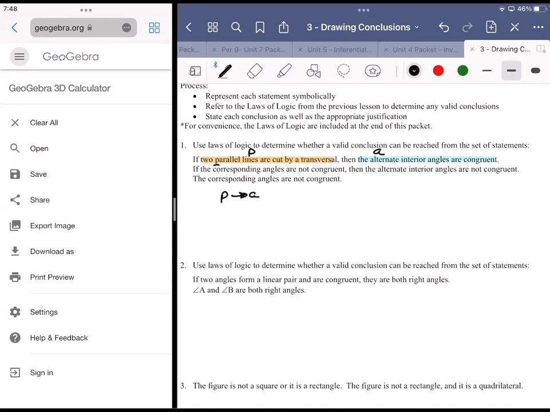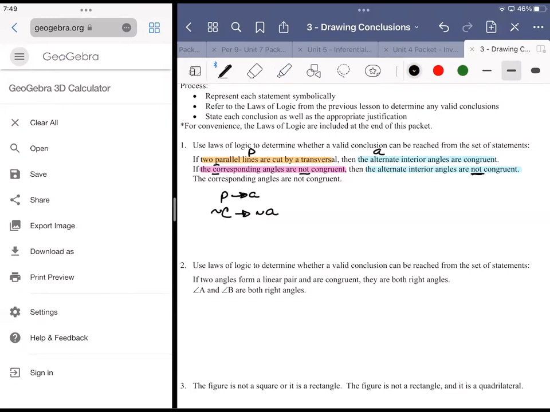If the corresponding angles are not congruent, right? Now we're talking about corresponding angles rather than parallel lines, so it's changing things up a little bit. Let's go with C. If the corresponding angles are not congruent, we've got a not in there, and it's corresponding angles, so I'm going to go with not C. Then the alternate interior angles are not congruent. Still a reference to alternate interior angles, but this time they're not congruent, so that's a not sentence: not A. Then it just flat out says the corresponding angles are not congruent.